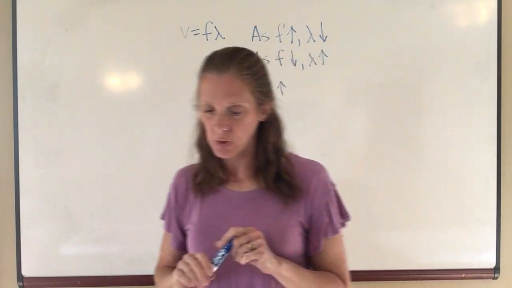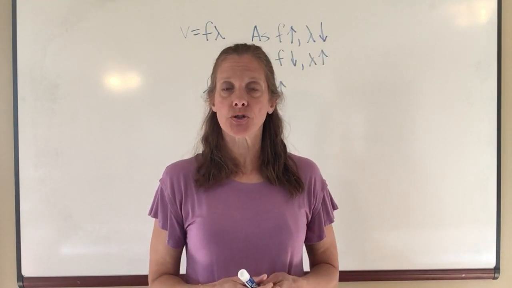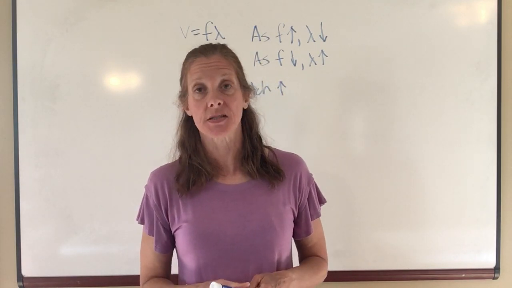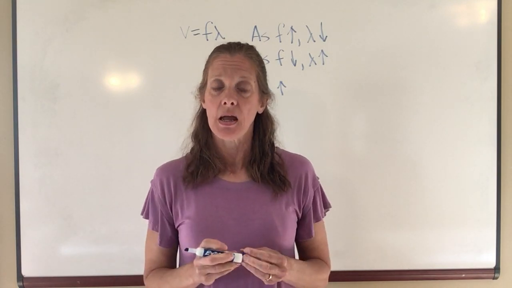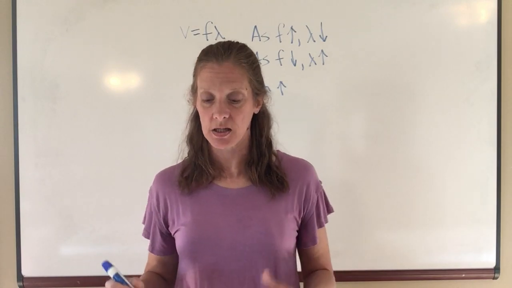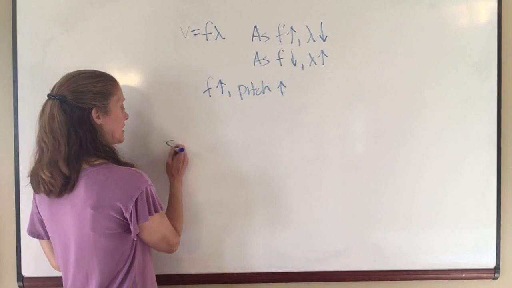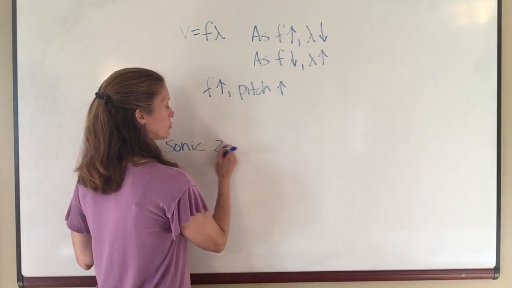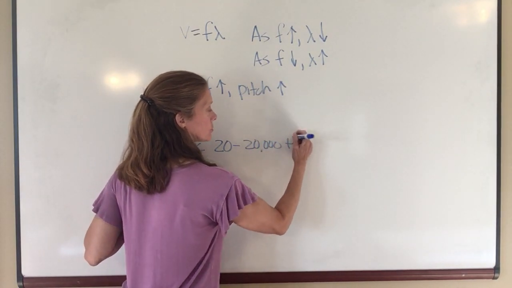Now, as humans, there are certain sounds that we can hear, and there are other sound waves that we can't hear. You will recall that the frequency is expressed in hertz, which is how many waves would hit you per second. Sound waves that we are able to hear are called sonic waves, and they range anywhere from 20 to 20,000 hertz.